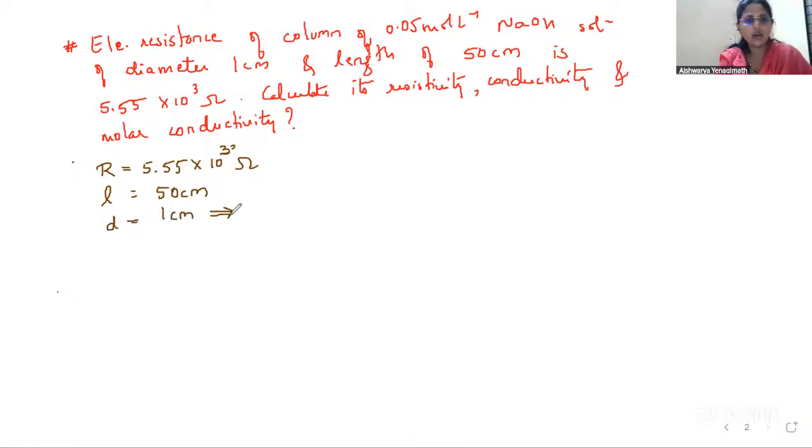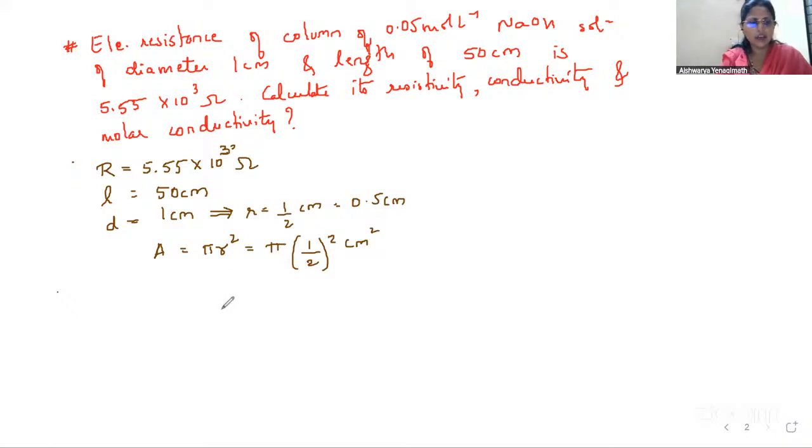I want to find the area. I need the area, so I'll take the radius. Half a centimeter is the radius, or we can write it as 0.5 centimeter. Area is equal to pi r square. I'll keep pi as it is: pi into half squared, centimeter square. So this is my area. What is being asked? You are supposed to find resistivity, conductivity, that is kappa, and molar conductivity.